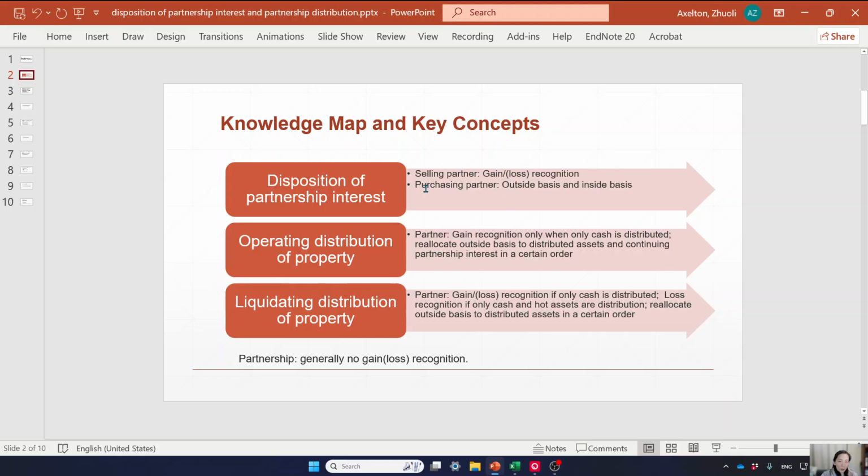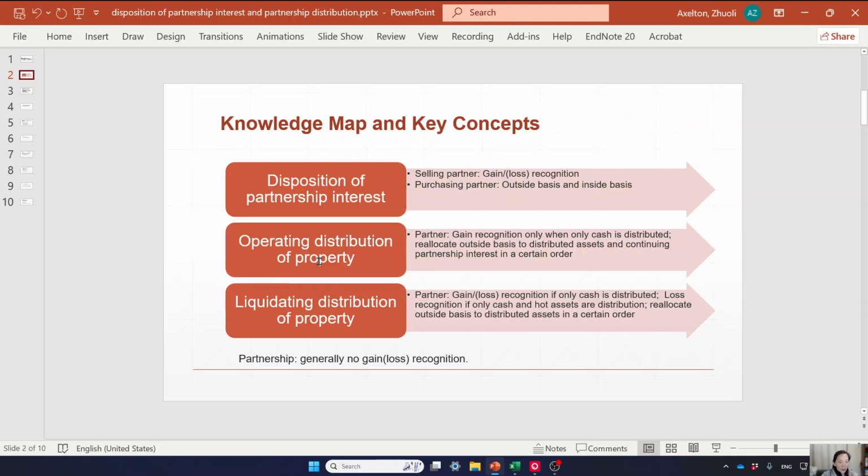From a purchasing partner's perspective, they're just simply taking on the partnership interest. So their outside basis will be their cash paid plus any liability assumed, and their inside basis will be the same as the selling partner's share of inside basis. Essentially, they're stepping into the shoes of the selling partner. So there's not much going on at this point for the purchasing partner.